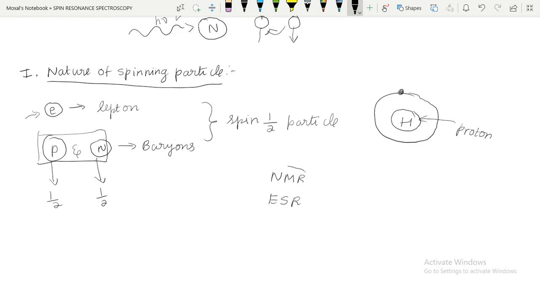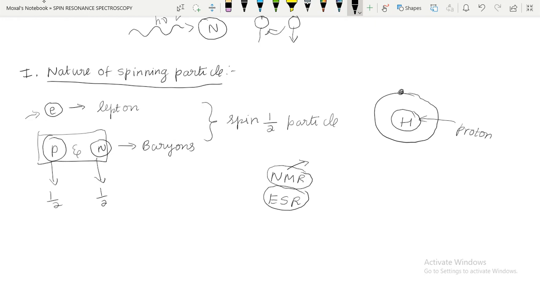So in nuclear magnetic resonance, our focus will be on the nucleus, and in electron spin resonance, our focus will be on the electron. So first let's study NMR. In NMR, let's take this example, the proton or hydrogen atom. Now let's observe the nucleus.